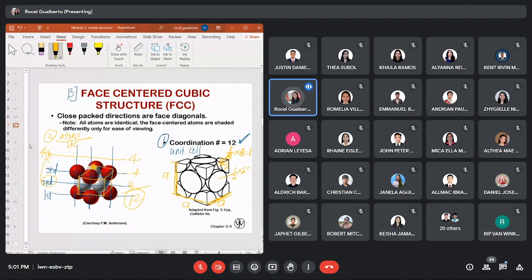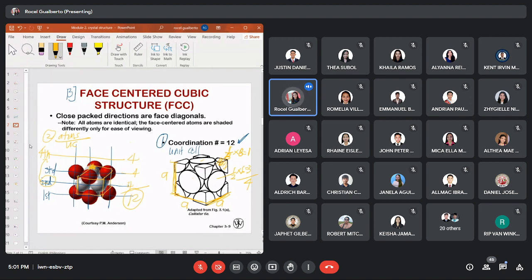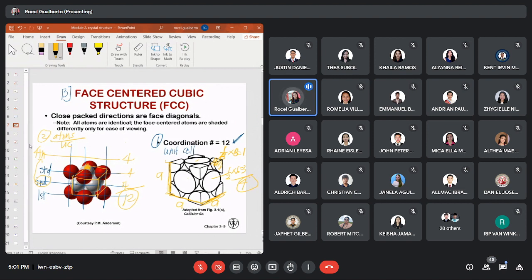Isa, dalawa. Sa likod po nito, may dalawa din. So, 4. Ito po yung panlima, ang pang-anim po yung nandun sa ilalim. Okay, kaya 6 po lahat. So, 1/2 times 6 is equal to 3. So, a total of 4. Okay, so ibig sabihin po, we have 4 atoms per unit cell.